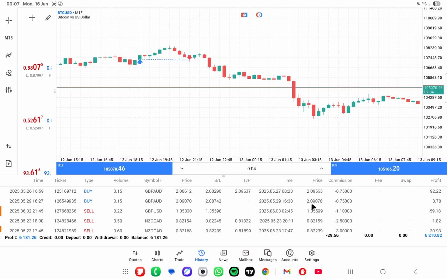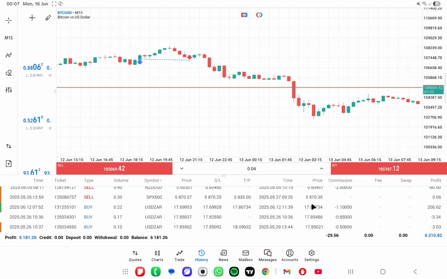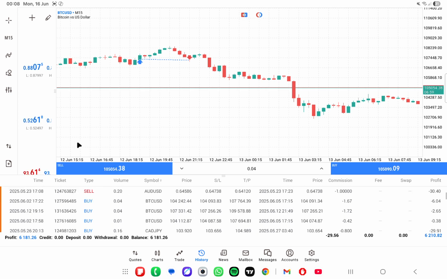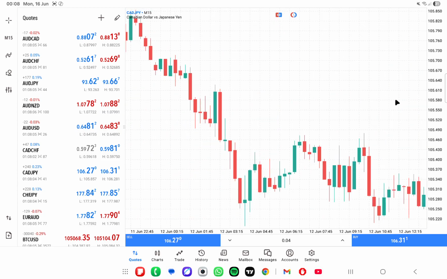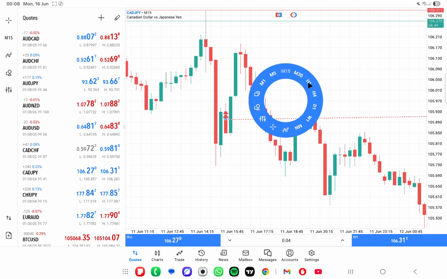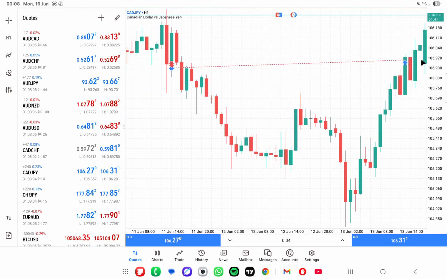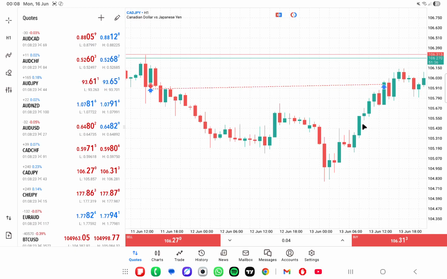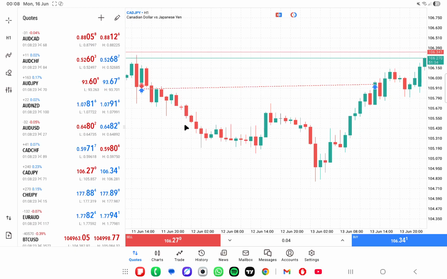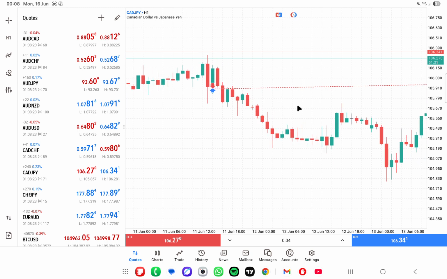I think there was another break even that I took. Oh, the CADJPY trade. Okay, this was the trade. This one is very painful to watch go to break even, because I think my take profit was somewhere around here. So I was very close to my take profit. But yeah, this was the trade. I stuck to my plan and I got stopped out.